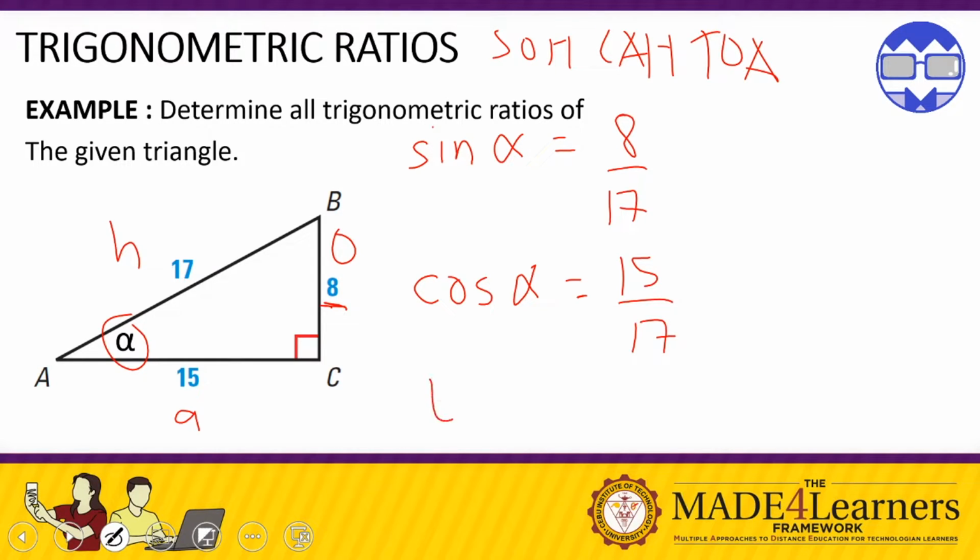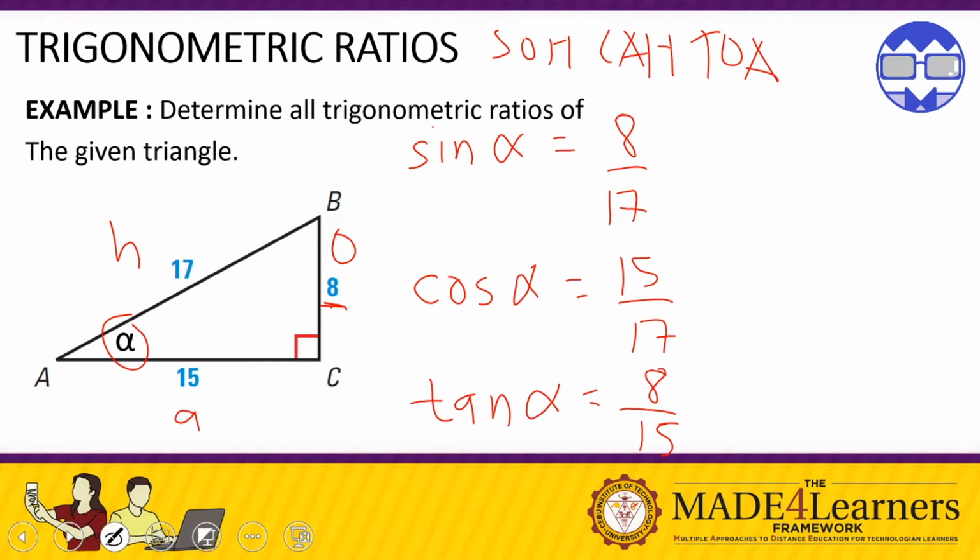Then we have the tangent, tangent alpha. By the way, we are using exact values. When we say exact values, it's in fractional form, not decimal form. So just stay with the fraction. For tangent, we have TOA, meaning opposite over adjacent. So opposite is 8 over adjacent, which is 15.